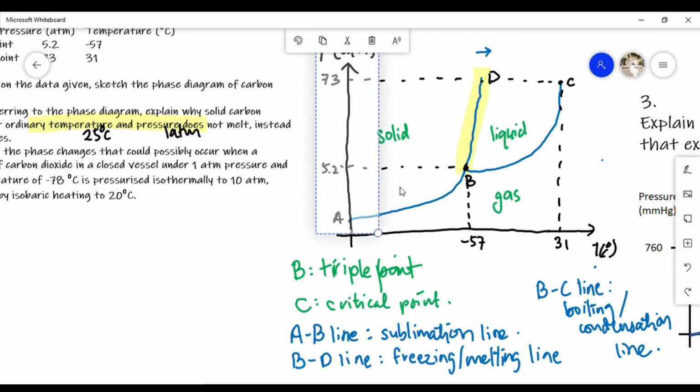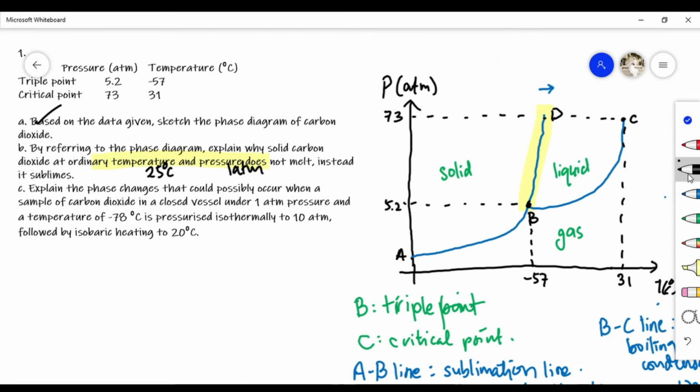Katakanlah around this area. So this is 1 atm. And then at 25 degrees Celsius, it is almost to the critical point. Katakan kat sini 25. Okay, so our state of matter pada ketika itu is gas. So dia daripada solid terus pergi kepada gas. It does not get into liquid first. So berdasarkan graf ni lah.